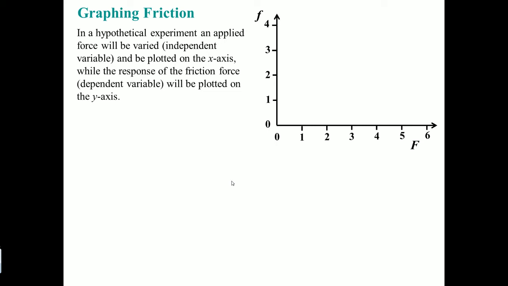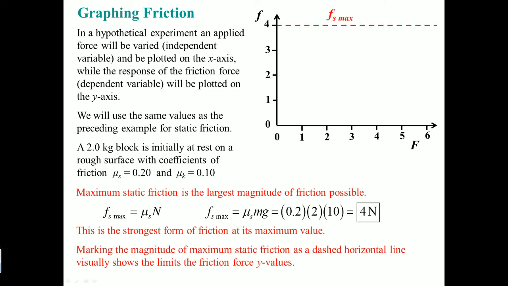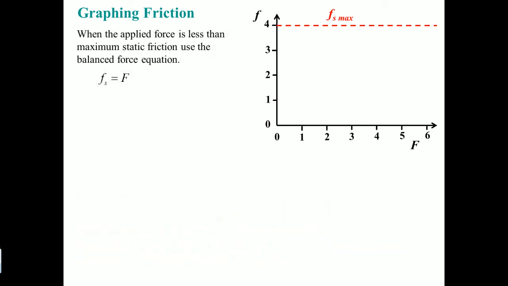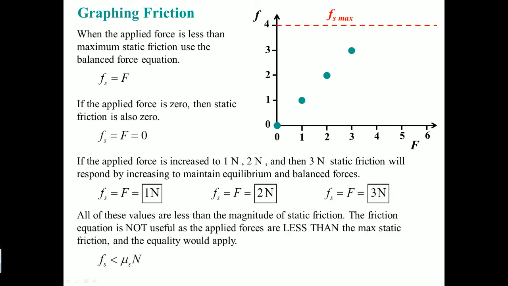And a hypothetical experiment where an applied force will be varied. So we start off from our last problem here. We saw that we did the calculation. So the maximum of the force of friction is going to be Fs max. We think about that as the horizontal asymptote. Now we're going to start applying a force. Let's say we applied a force of 0. Nothing happens. We apply a force of 1. Doesn't happen. We apply a force of 2. Doesn't happen. We apply a force of 3. Doesn't happen. Until we reach the top.